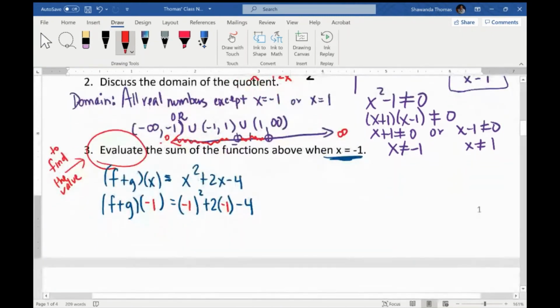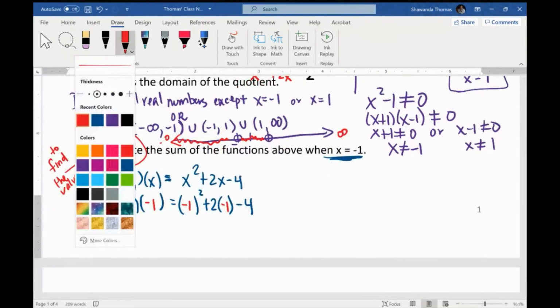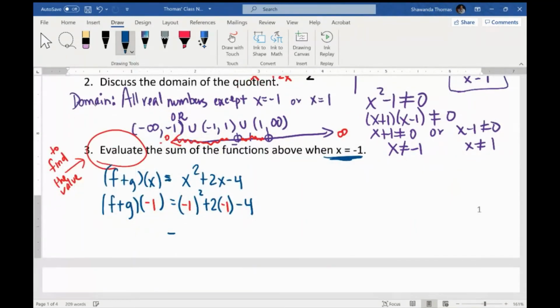What's negative 1 squared? 1. What about 2 times negative 1? Negative 2. All right. Negative 2 minus 4. So what is 1 minus 2 minus 4? Negative 5. Very good.